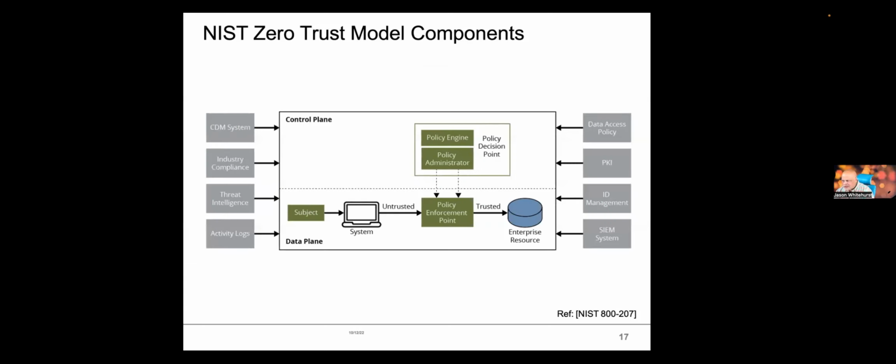This is the NIST Zero Trust Baseline Model. I'm not going to spend too much time on this. It's just important to understand where policy is, where your policy enforcement is, and where the security is. By default, the system is untrusted until the policy enforcement looks at the behavior and asks: is that behavior within its policy control? If it is, then it's a trusted environment and it reaches that enterprise resource.